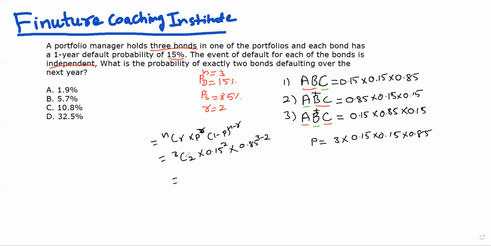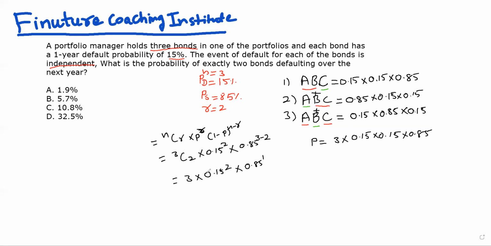There is a direct button available in your calculator. If you calculate 3C2, it would come to 3, and then 0.15 squared into 0.85 to the power 1. So both are the same and we end up with the same result. But in case you forgot the formula with the power and so on, this is an easier way if the number of bonds is not that high. Otherwise, it's recommended that you use the binomial distribution formula.